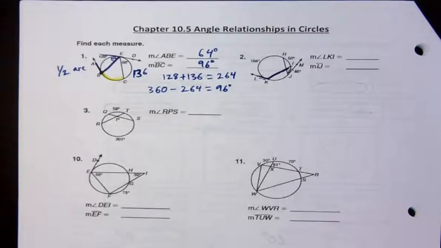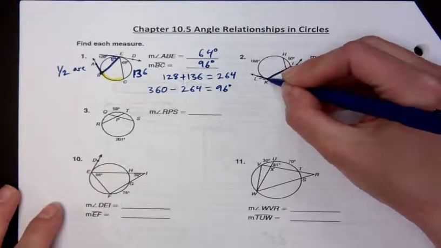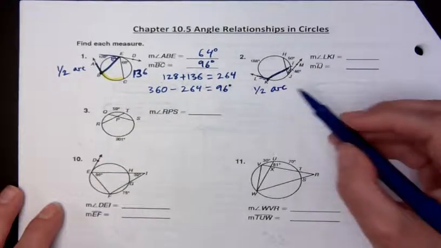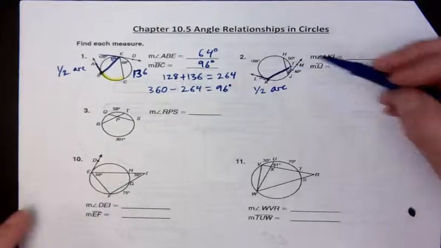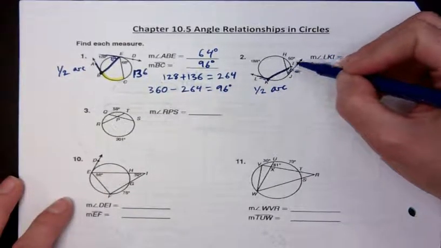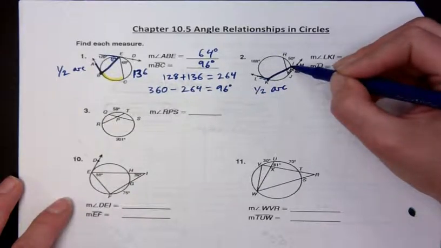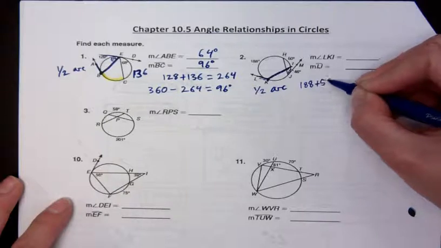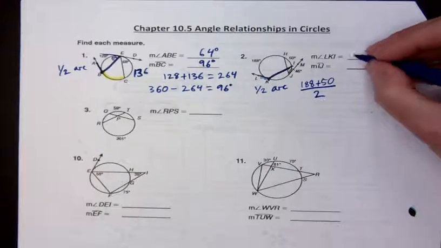What's my rule? Well, where's that vertex? It's on the circle. So it's on the circle, so it's going to be half the arc, right? What arc did it actually intersect here? But does it go to H or does it go all the way to I? I. So what are we going to have to do? Add the 50 plus the 188. Yeah, 188 plus 50, and then divide it by 2. 119.